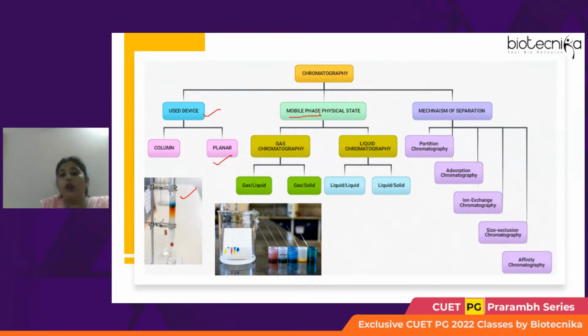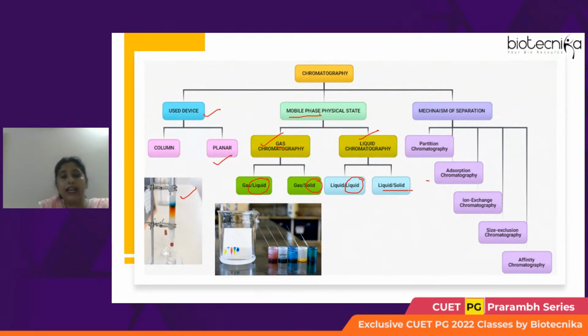Then, depending upon the physical state of the mobile phase, we have again classified the chromatography, that is gas and liquid. So the mobile phase can be a gas or it can be in liquid state. If you are using a liquid stationary phase, then it is called gas liquid chromatography. If you are using a solid stationary phase, then it is gas solid chromatography. However, if your mobile phase is liquid and you are using a liquid stationary phase, then it is liquid liquid chromatography. Or if you are using a solid stationary phase, then it is called liquid solid chromatography.